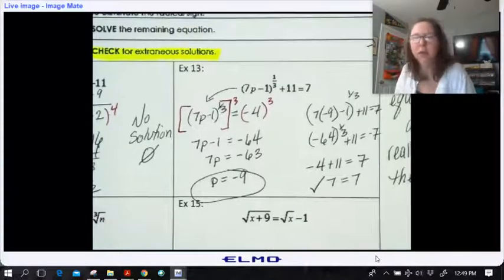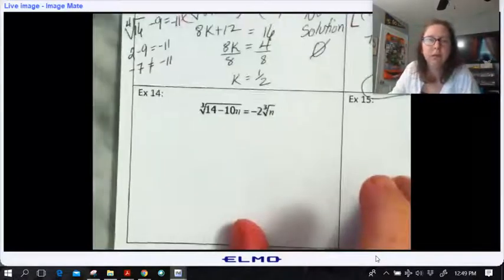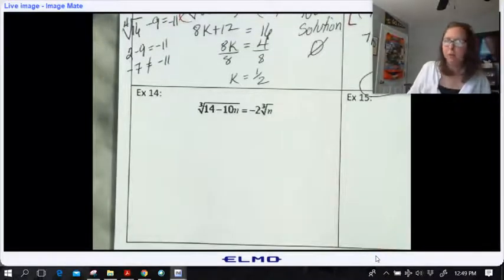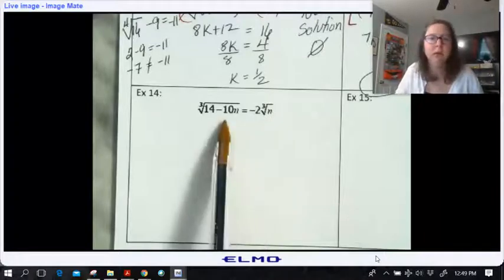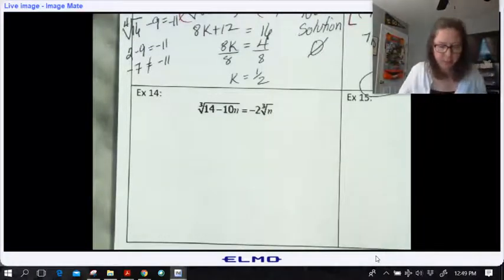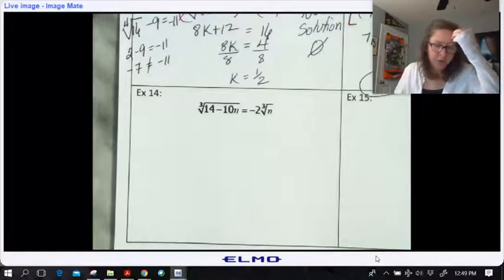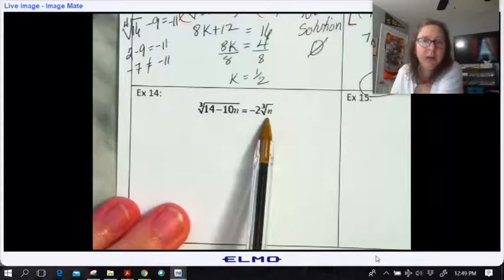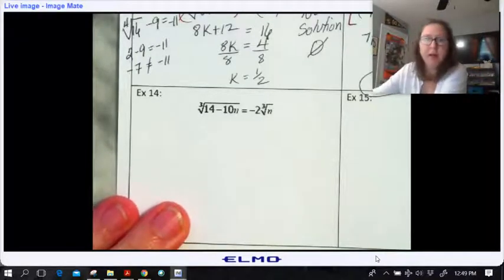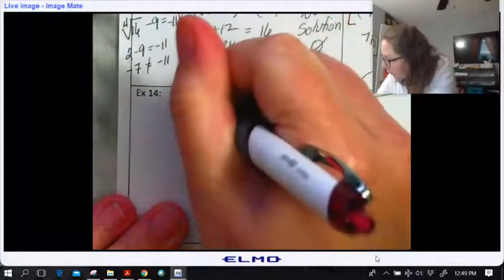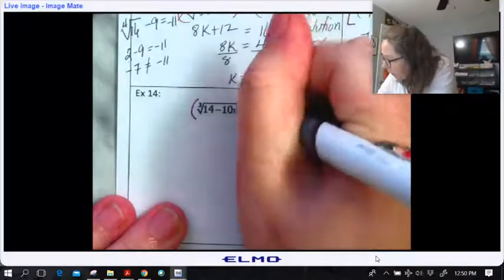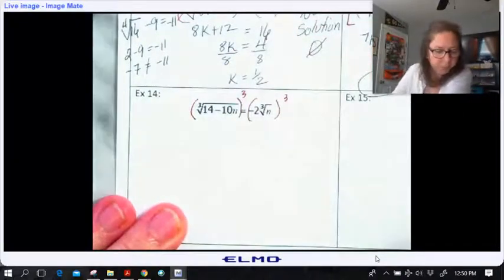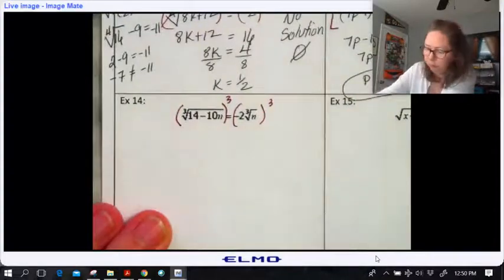Okay. Example 14. So let's look at it when it's like this, and we see more than one radical. Okay. So the first thing I'm going to do is, well, I have radicals on both sides. So I need to start out by just getting rid of them right out of the bat. Okay, so cube both sides. Okay, so when I cube that, here's what I end up with.